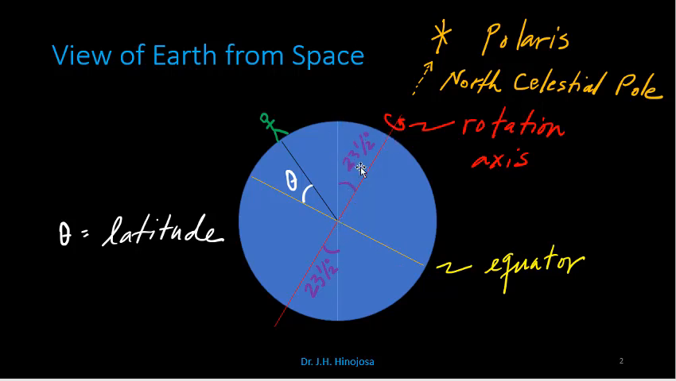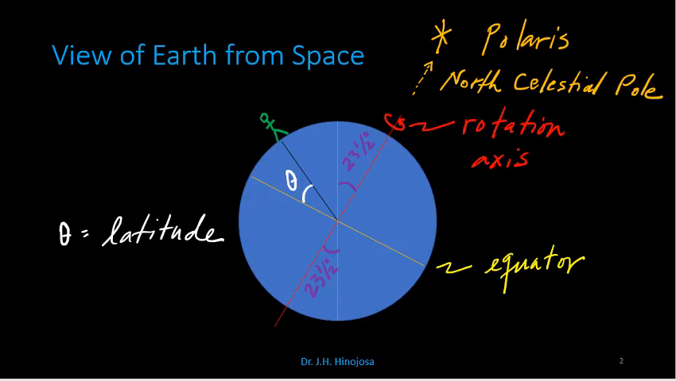axis is inclined relative to the perpendicular to the orbital plane of Earth by an angle of 23.5 degrees. So this angle is 23.5 degrees, and this angle is also 23.5 degrees. For a person on Earth, the angle between the equator and the location of the person on Earth is called the latitude. So here we're calling theta the latitude of the person.